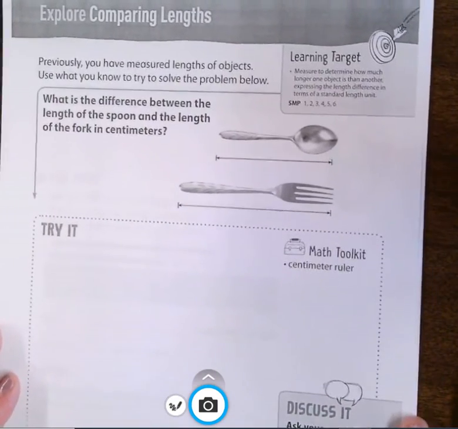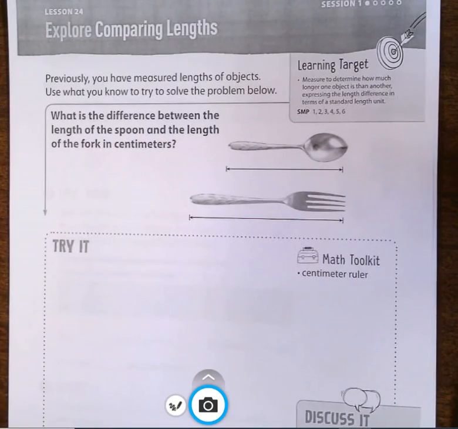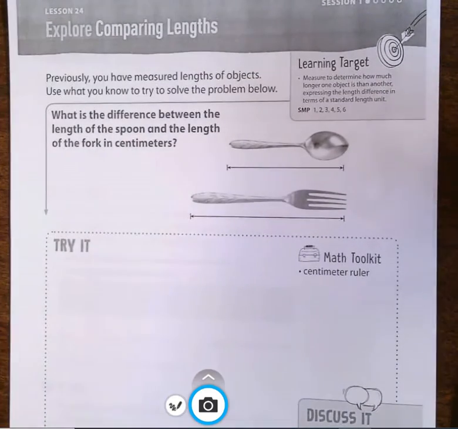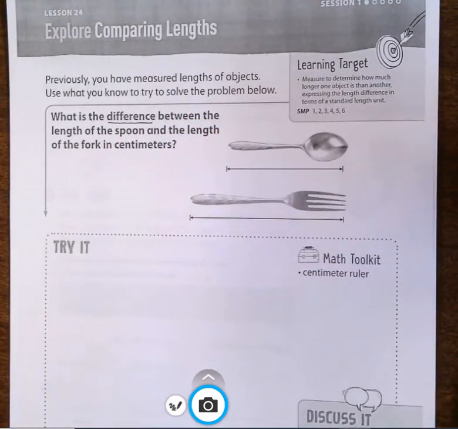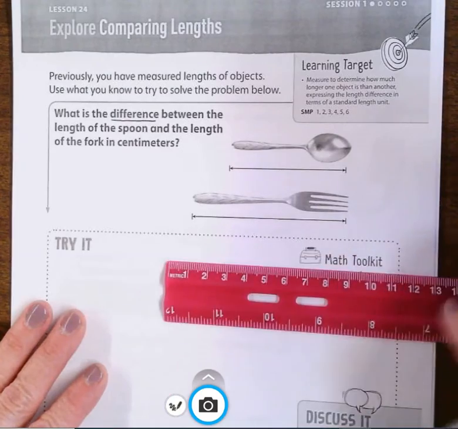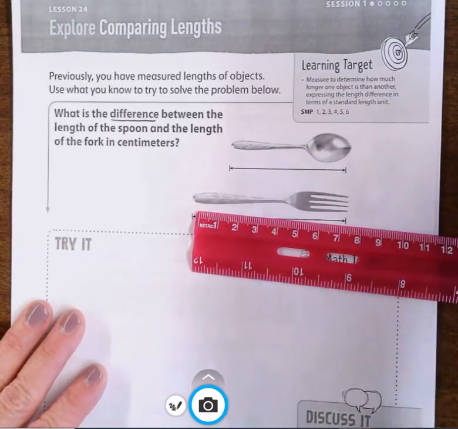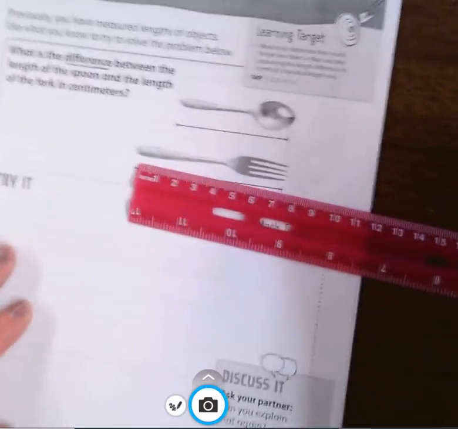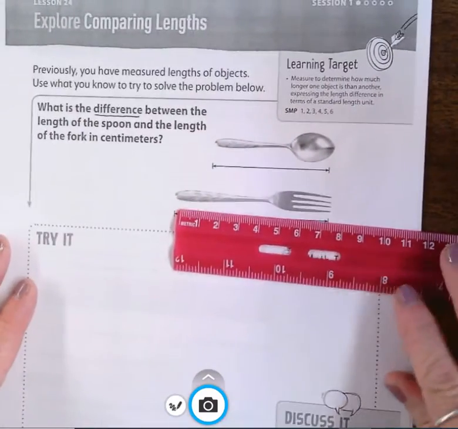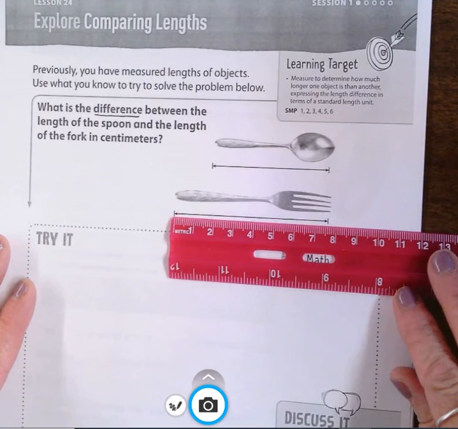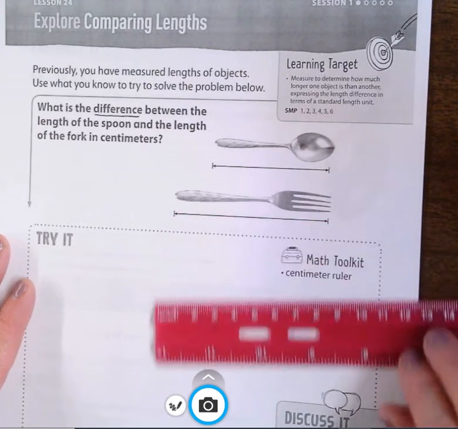So the first problem says, what is the difference between the length of the spoon and the length of the fork in centimeters? So we want to look at that word difference. That means we're going to have to subtract. Okay, so they want us to do centimeters. So first, let's measure the fork. Let's see. Okay, so when we measure the fork, it shows that it's 8 centimeters.